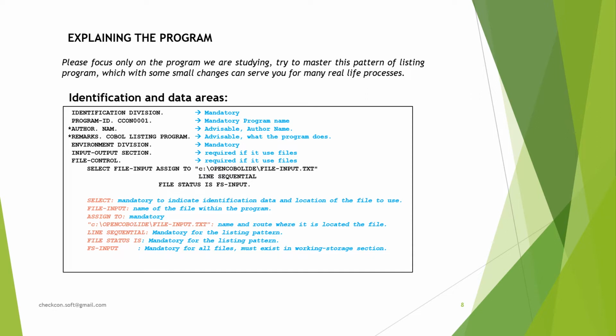Input-output section. Required if it uses files. File control. Required if it uses files. Select file-input assign to c:/opencobolide/file-input.txt. Line sequential. File status is FS-input.